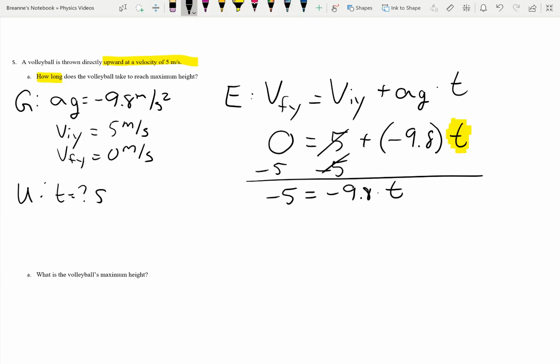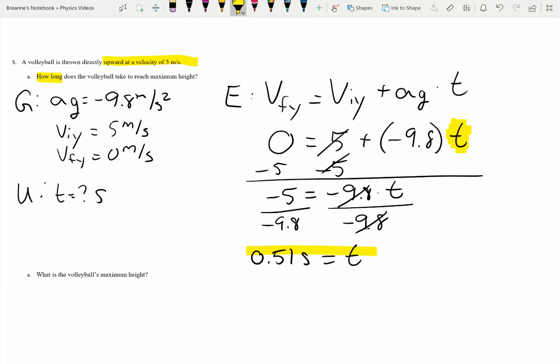We need the t by itself, so it's multiplying. The opposite of multiply is divide, and that cancels. So now you plug into your handy-dandy calculator: negative 5 divided by negative 9.8. So it takes 0.51 seconds for the ball to get to max height.